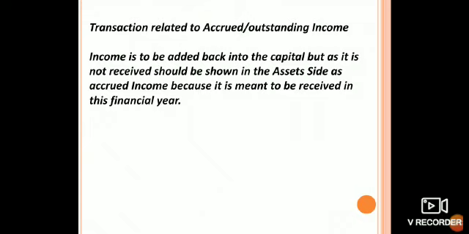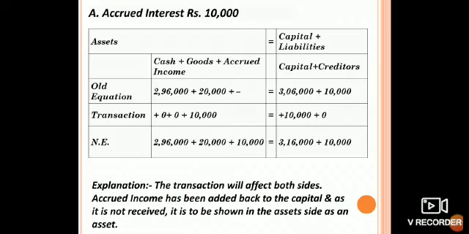Transaction related to accrued or outstanding income. Income is to be added back into the capital, but as it is not received, it should be shown in the asset side as accrued income because it is meant to be received in this financial year. See, in some cases, some income will be accrued, but it would not have been paid. In that case, it should be shown as outstanding income. Now, let us see one example for this.